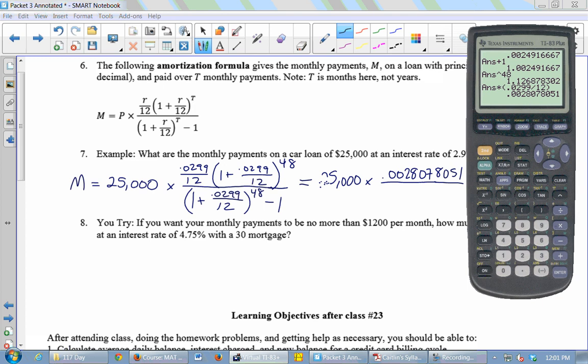Okay, now let's work on the denominator of my fraction. Again, I should start in the parentheses, right? Always do parentheses first. So I take my 0.0299, divide by 12, add 1, raise it to the 48th, and then subtract 1. 0.12687.